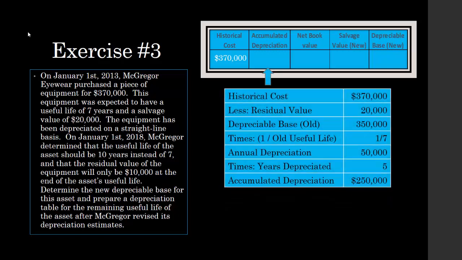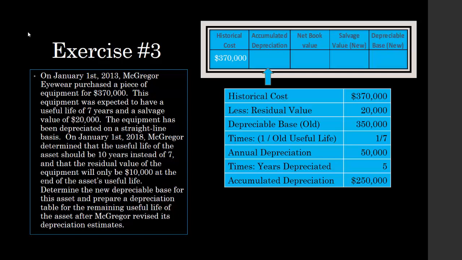So the first thing, we know that our historical cost at the time of purchase was $370,000, and we made an estimate that its residual would be $20,000, which means that our depreciable base at the time that we purchased this was $350,000. That was the amount of value we were going to take off this asset over its life on our books. And because we're using the straight line method, we're going to take away an equal portion each year. Well, since we assumed initially that it was going to have a useful life of 7 years, we took 1/7 of that depreciable base away each year, which would be $50,000.